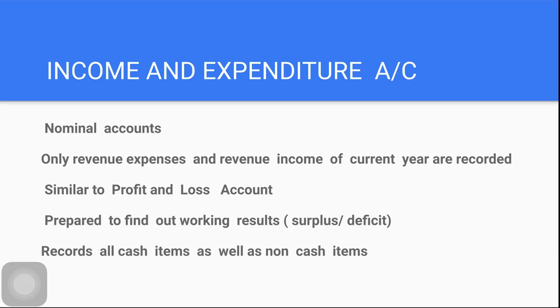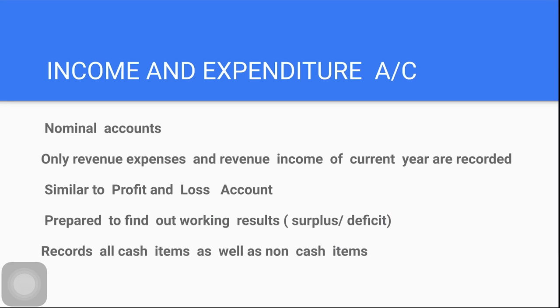Now, income which is received for the previous year or for the next year is not taken into account. However, all incomes pertaining to the current year, whether actually received or not received, have to be taken into account. That means all outstanding income and pre-received income of the current year is to be considered. Similarly, in case of expenditure, all expenses paid for the previous year or next year are not taken into account. However, all expenses pertaining to the current year, whether paid or not paid, have to be taken into account.